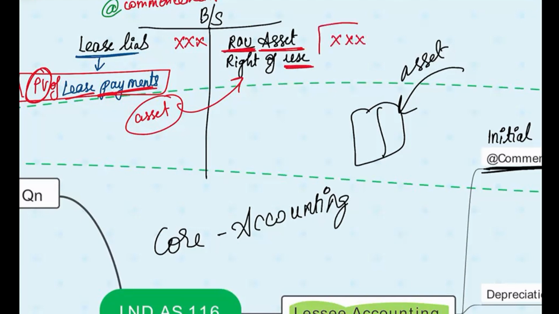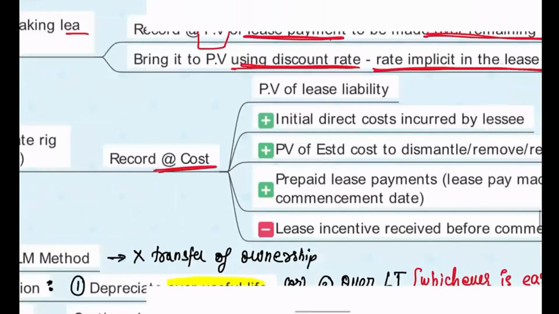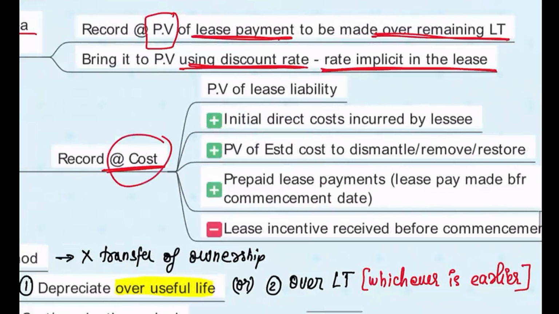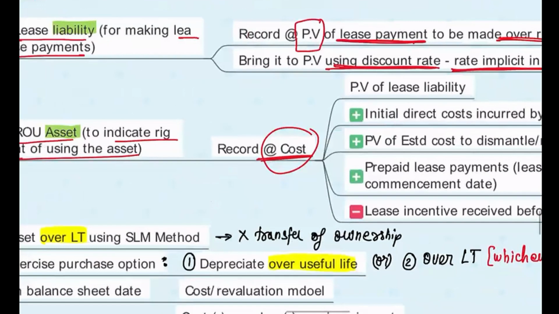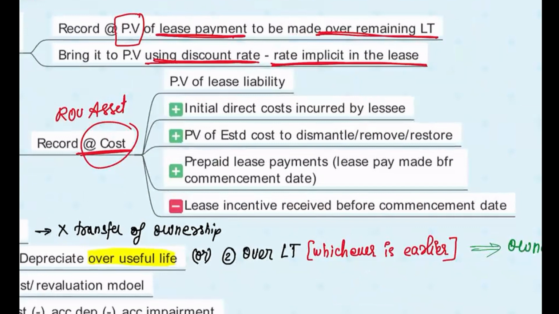At what value are you going to record this ROU asset? It is at cost. The ROU asset, which indicates the right of using the asset, you have to record at cost. Now, how are you going to find out the cost is what we are going to understand. First, you have to take the present value of lease liability. Suppose your present value of lease liability is 1 lakh, take that value. Along with that, add your initial direct cost incurred by the lessee.